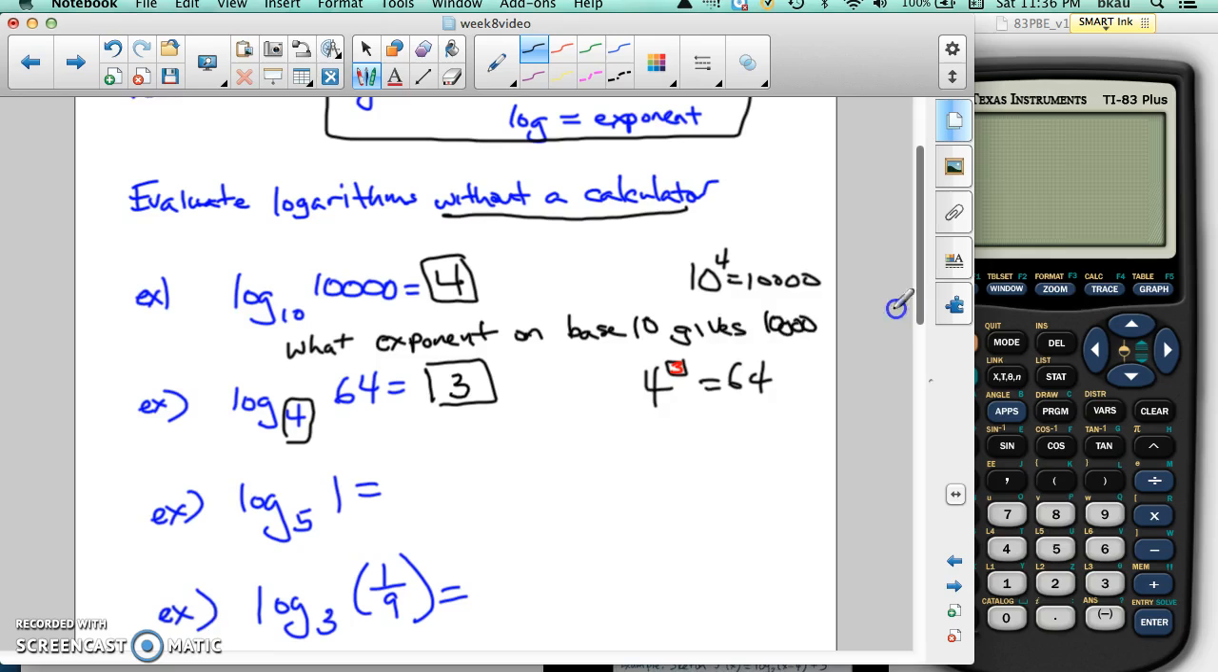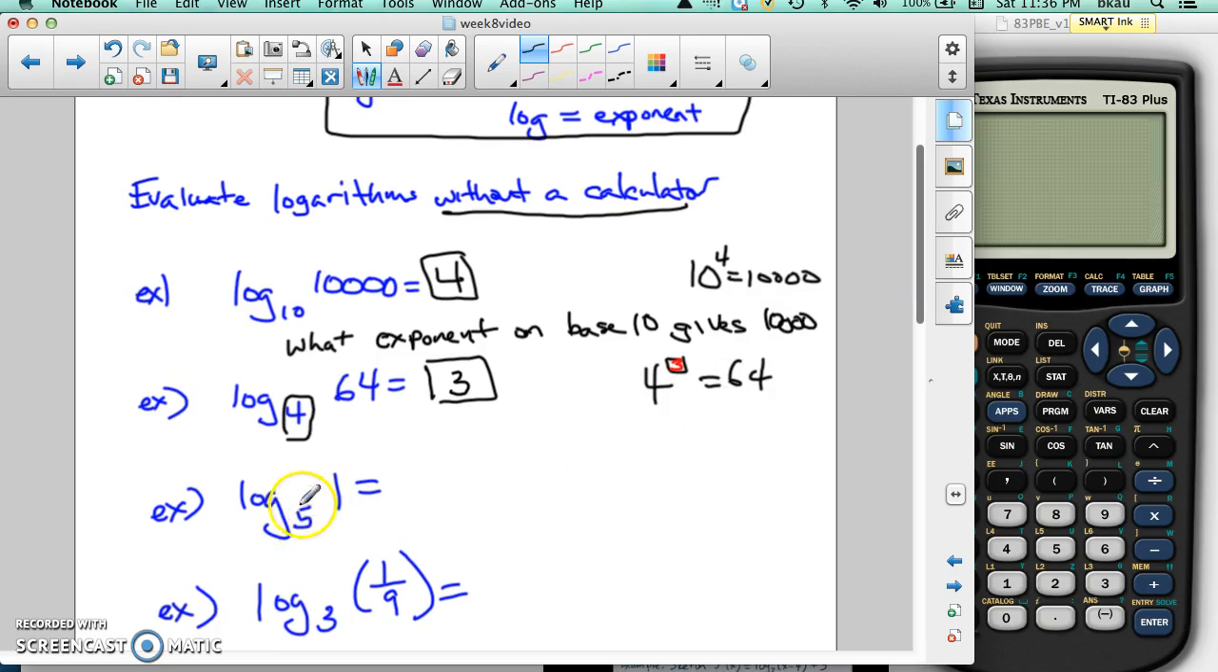Now, the third example is asking 5 to what power equals 1. Anything to the 0 power is 1. So log base 5 of 1 is 0. Log base 4 of 64 is 3. Log base 10 of 10,000 is 4.